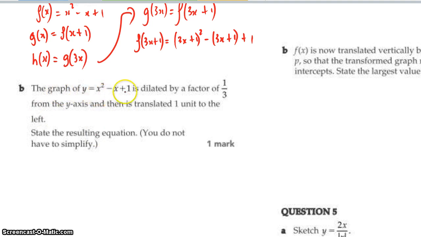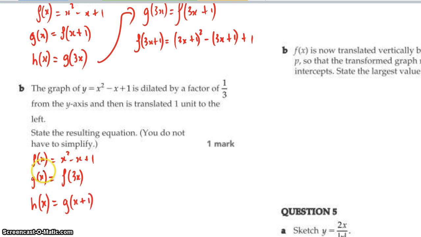The graph of this is dilated by a factor of a third and then translated 1 unit to the left. So I'm going to say f of x equals x squared minus x plus 1. So g of x is now going to be f of 3x. And then h of x is going to be g of x plus 1, because that's that translated 1 unit to the left. Okay, so again I'll go over here.